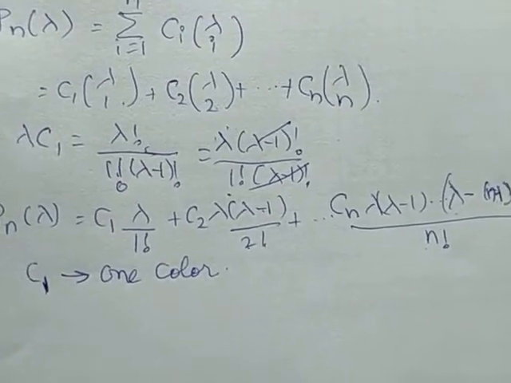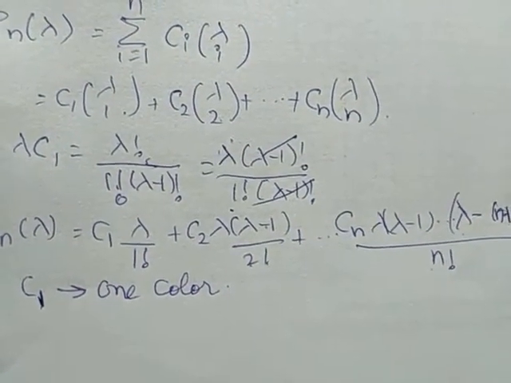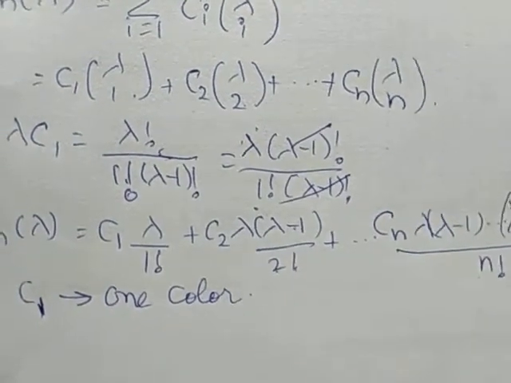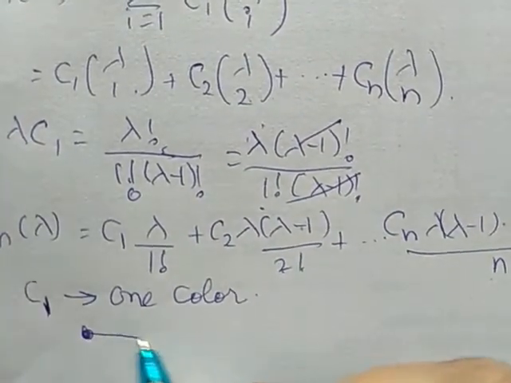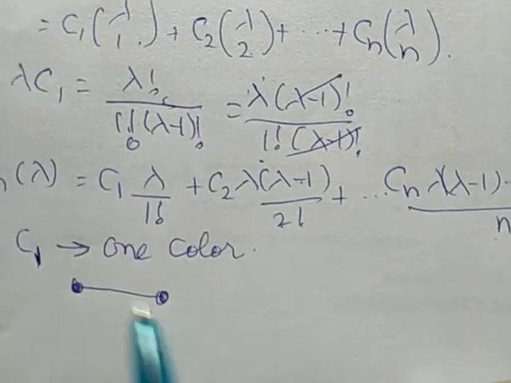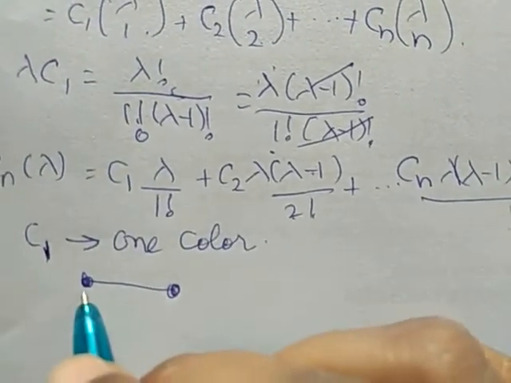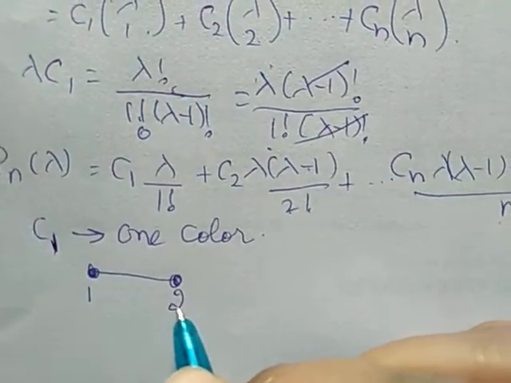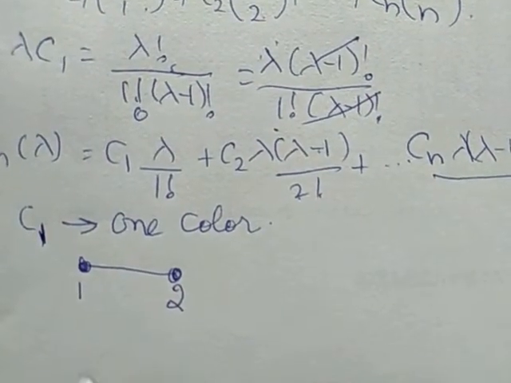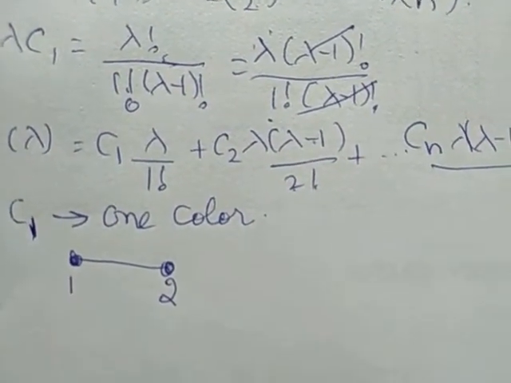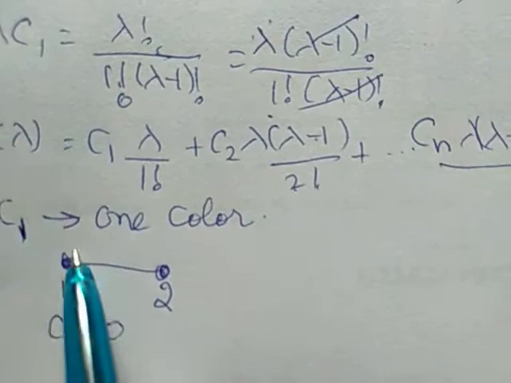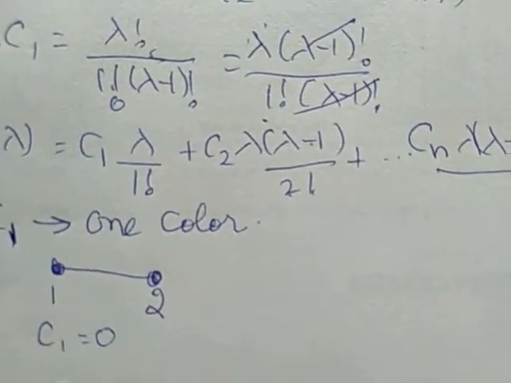Using one color, we can properly color your vertices if the graph has only vertices and no edges. Suppose a graph has a single edge. Then these two vertices will be adjacent to each other. Obviously, here we should have one color and here some other color. So it requires a minimum of two colors. So if your graph has even a single edge, C1 is 0, because using one color we cannot color the graph properly.